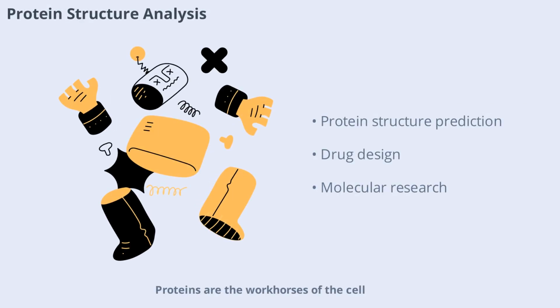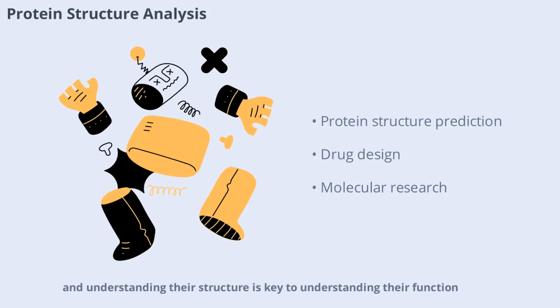Proteins are the workhorses of the cell, and understanding their structure is key to understanding their function. Bioinformatics tools can predict protein structures based on genetic sequences and compare them to known structures in databases. This information helps researchers design new drugs, study diseases at the molecular level, and explore how proteins interact within the cell. The ability to analyze protein structures computationally has opened up new possibilities in biomedical research.